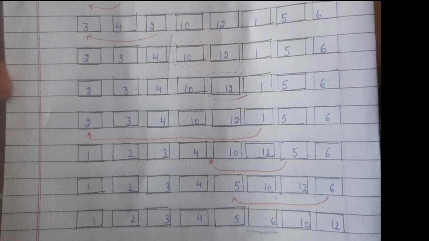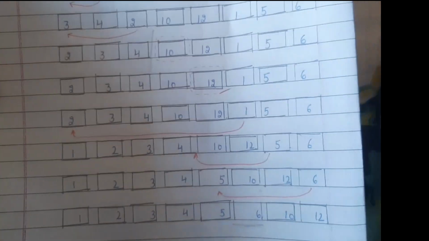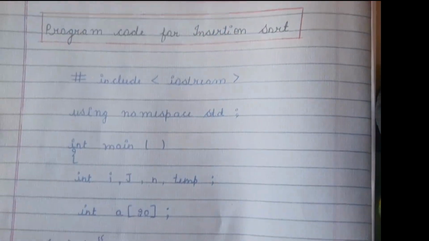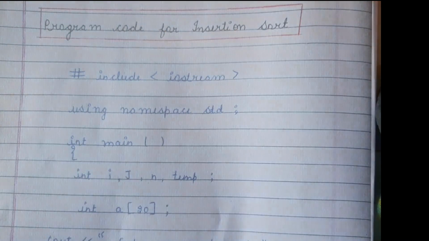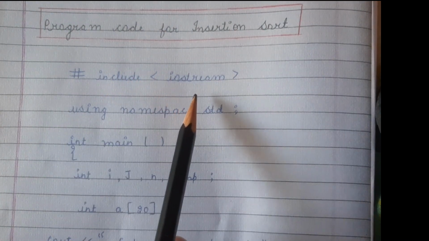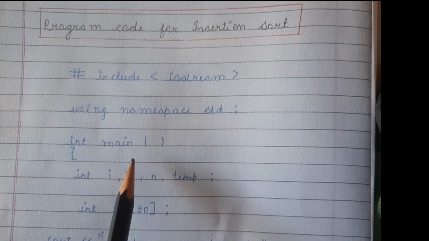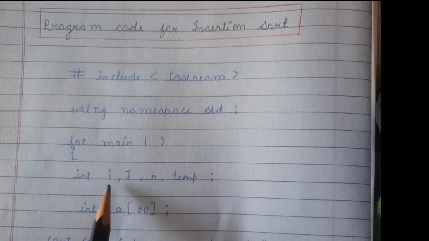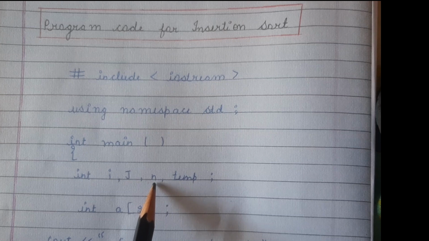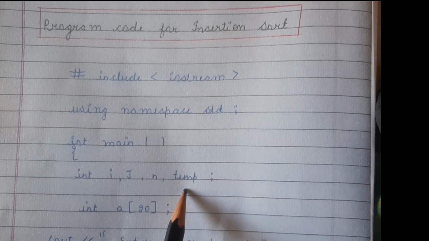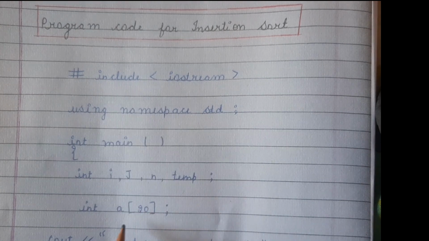Now we discuss the program code for insertion sort. So first we include the header file, then standard packages, then the main function. Here i represents the number of passes, j represents the index of an array, n represents the number of elements in the array, and temp is a variable used for swapping the elements. A is an array of size 20.